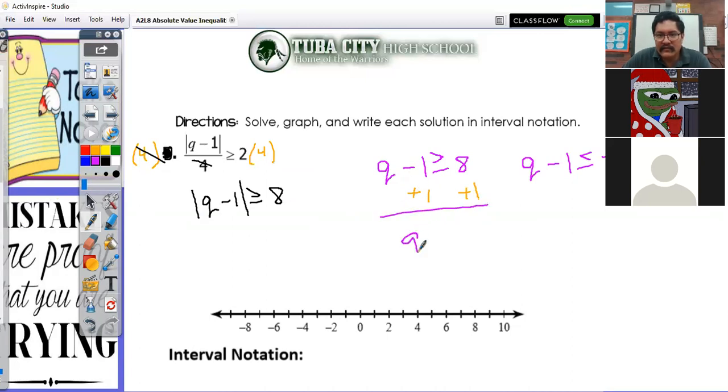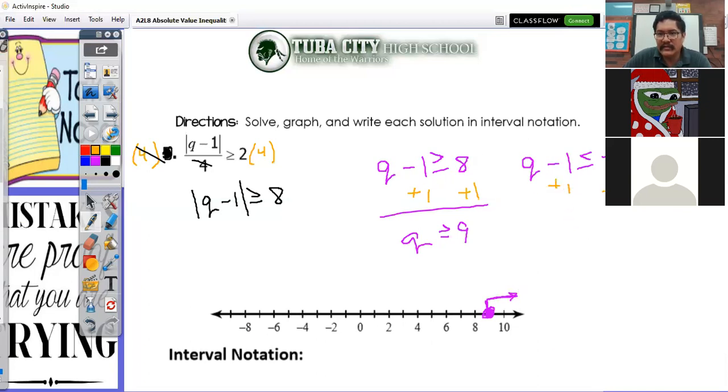So continue solving, add 1 to both sides. So we get rid of the 1, but we have to add 1 to this side now. So q is greater than or equal to 9. Since it's the or equal to, I'm going to fill it in. Then q is greater than 9. And now I got to solve this one.